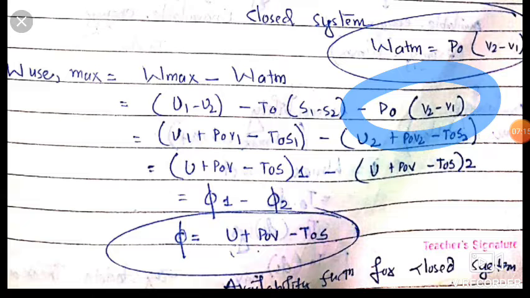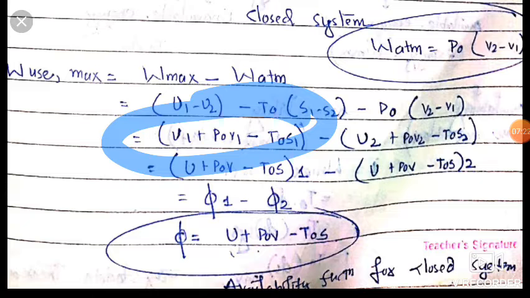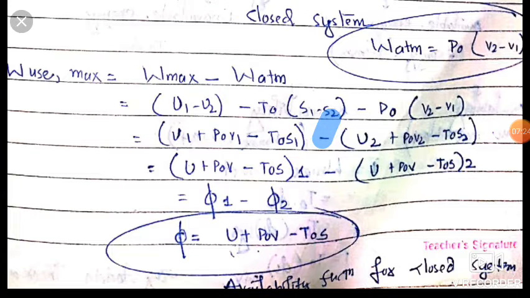Okay friends. Now we will rearrange the equation. Then we will get U1 plus P naught V1 minus T naught S1, similarly minus U2 plus P naught V2 minus T naught S2. Dear friends, here we are taking U1 plus P naught V1 minus T naught S1 equal to A, the availability function.